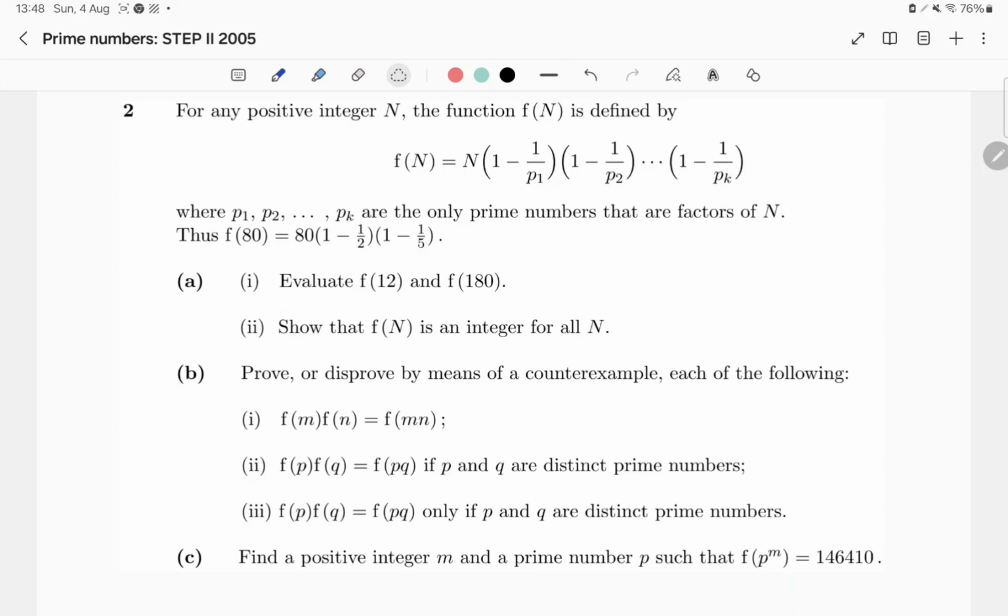Part 2. f(p)f(q) equals f(pq) if p and q are distinct prime numbers. 3. f(p)f(q) equals f(pq) only if p and q are distinct prime numbers. C. Find a positive integer m and a prime number p such that f(p^m) is 146410. Pause the video to have a think, and once you're ready, restart to see if you were correct.